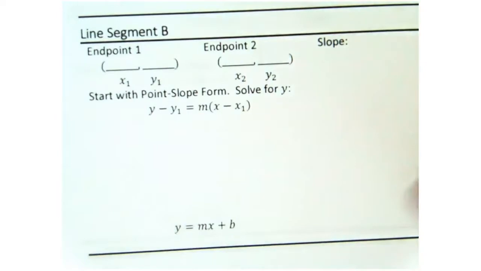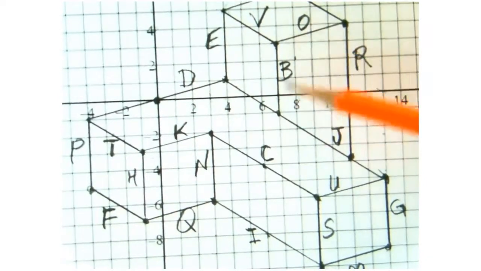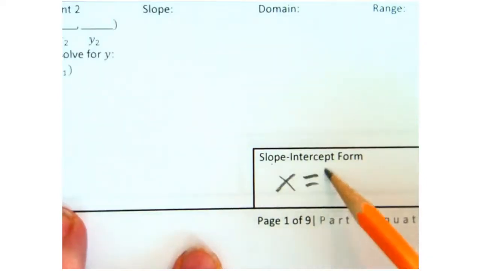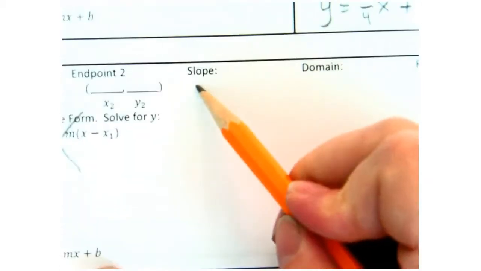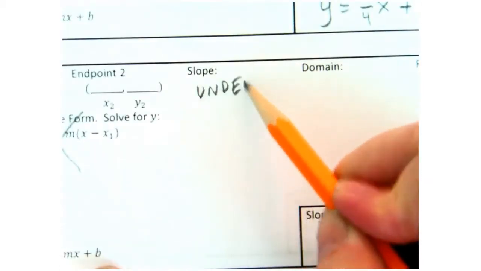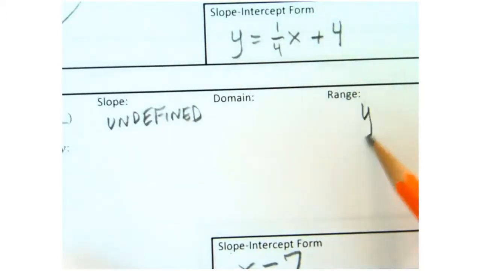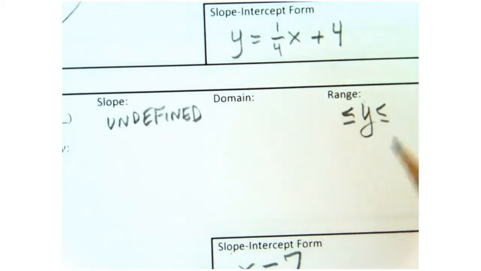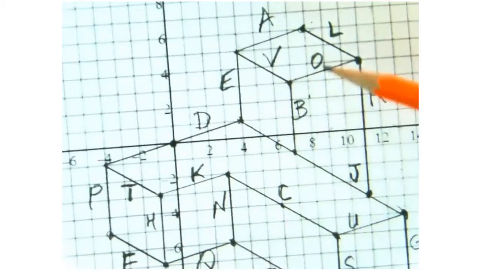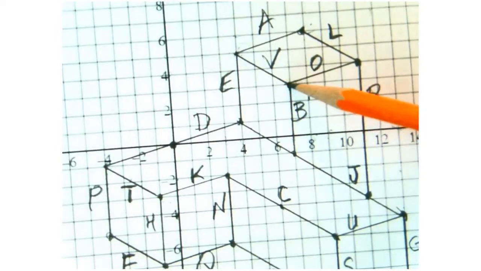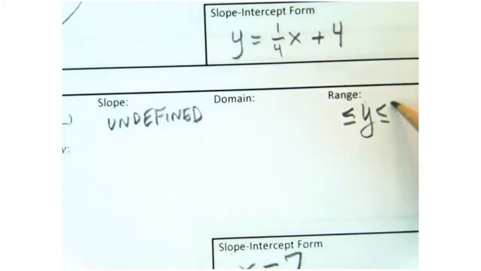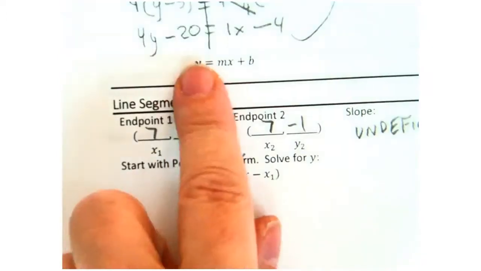Now for line B. B is a vertical line at x equals 7. The slope is undefined. Instead of the domain, we look for the range, the values of the y's of the endpoints. 3 and -1. Y is less than or equal to 3 and greater than or equal to -1.